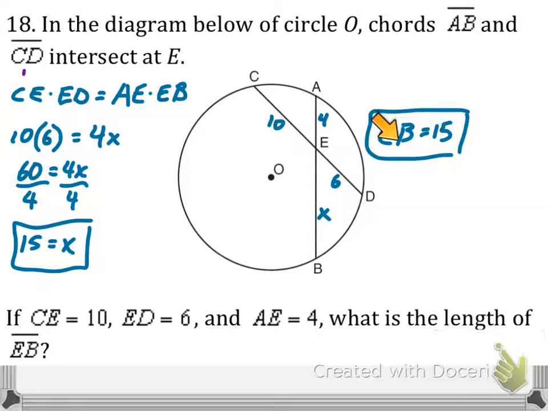Now, I want to double check that. So 10 times 6 we know is 60. 4 times 15, that also equals 60, so I'm good. And also notice, 15 plus 4, that's 19. 10 plus 6, that's 16. They're not equal in length. This chord is actually shorter, but we know that their products are equal. So when you cut the chords into two pieces, the products of those pieces are congruent.